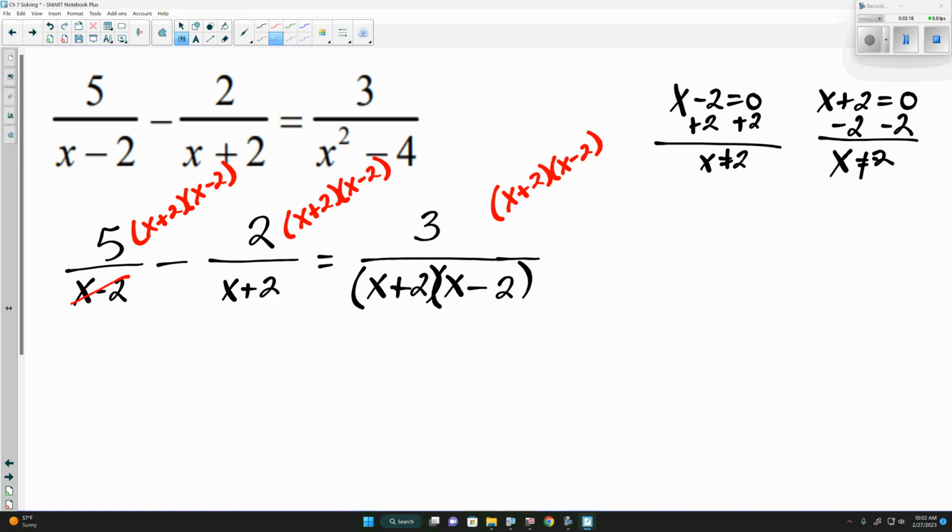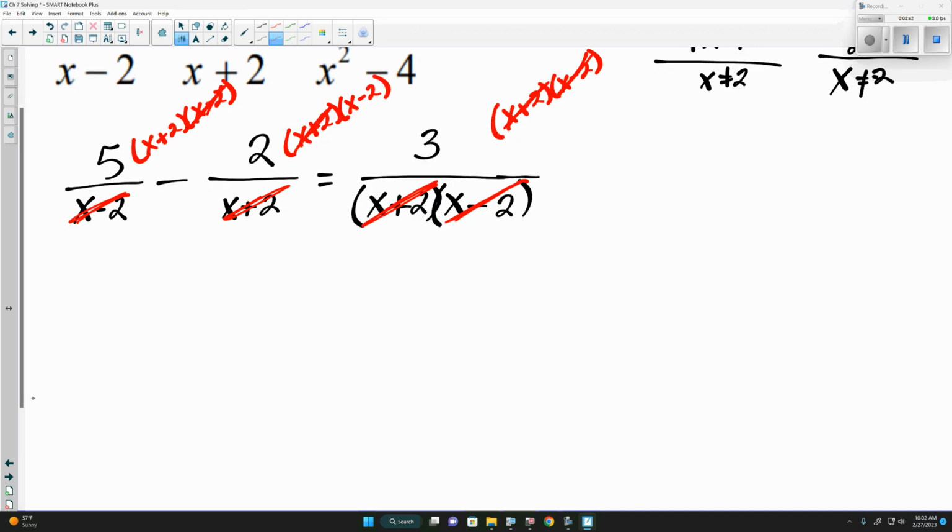In our first expression, the x minus 2 and x minus 2 would cancel. Our middle expression, the x plus 2 and x plus 2 would cancel. And our last one, the x plus 2 and x plus 2 will cancel, and the x minus 2 and x minus 2 will cancel. Now for this here, we only had to use x plus 2 and x minus 2 once, because in any of the denominators, they only appeared once in each of the fractions. And let's see what we have left.